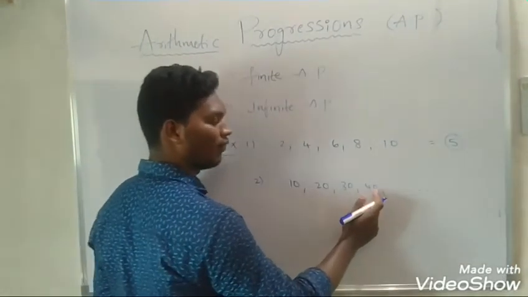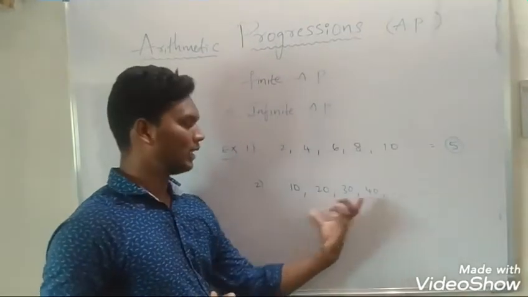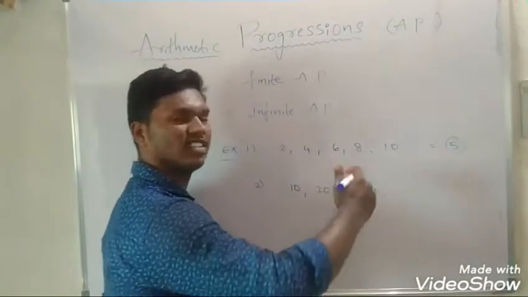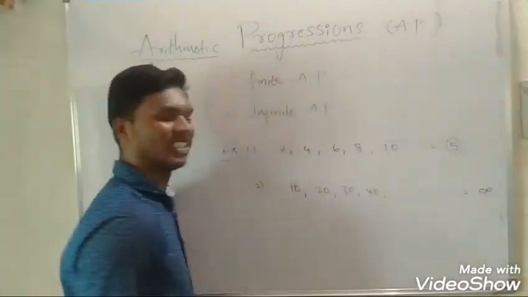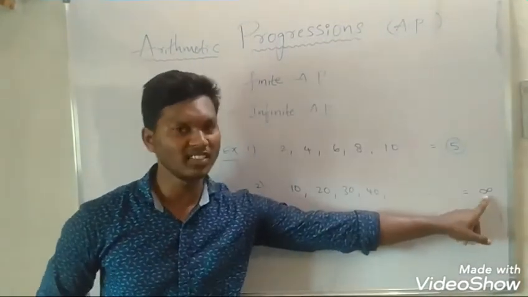1, 2, 3, 4. But we can't say that after 40 the series is ending. He has given "so on". That means the series is going on. That means we can't express it. So we are not saying a particular value. We are saying that there are infinite numbers, right? So the symbol for infinite is this.